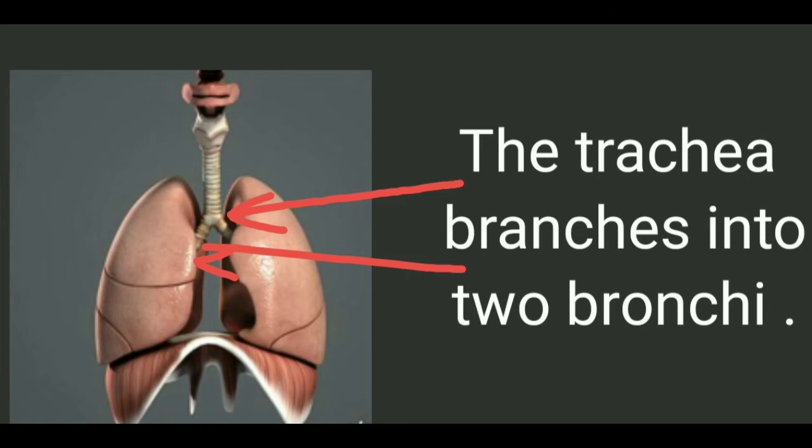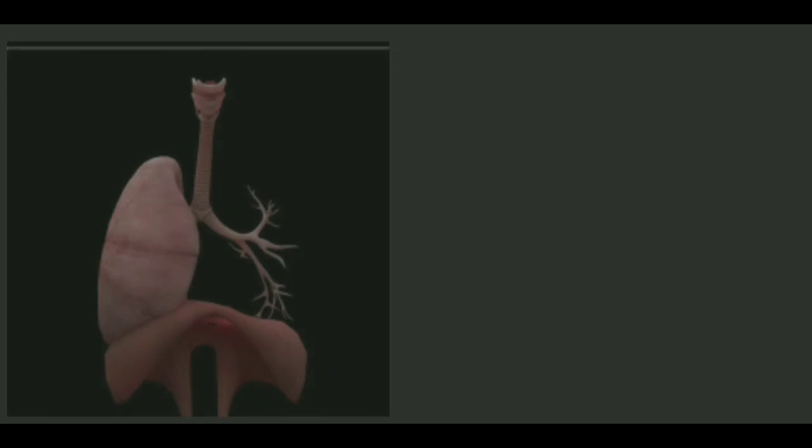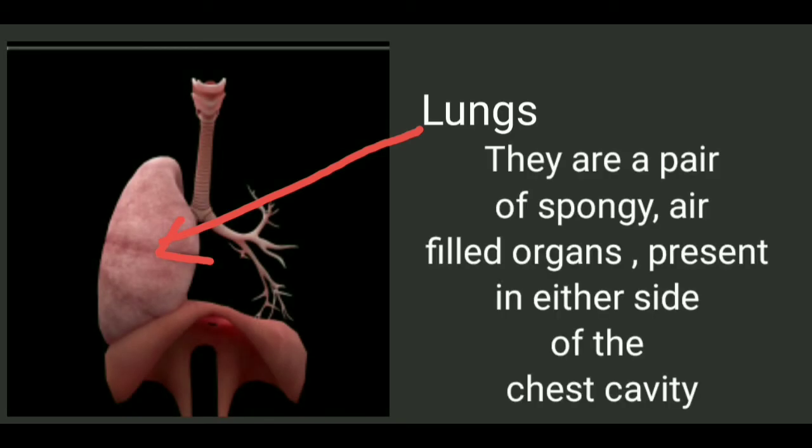And these two branches are called the bronchi. Bronchi is the plural word, that is two branches. But if I have to talk about one, I will call it a bronchus. So it breaks down or branches into two bronchi, or one bronchus, and these two bronchi then enter the lungs. Okay, they enter the lungs.